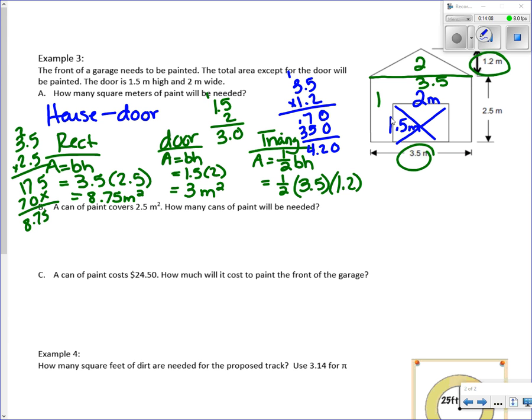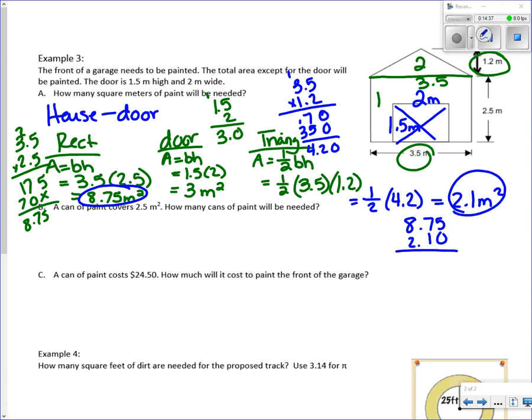Okay, so I get 4.2. So now I have half of 4.2. And if I divide that in half, I know that's going to be 2.1 meters squared. So what I'm going to do is take this 2.1 meters squared and add it to my big rectangle, which was the 8.75. So 8.75 plus 2.1, and I get 10.85.